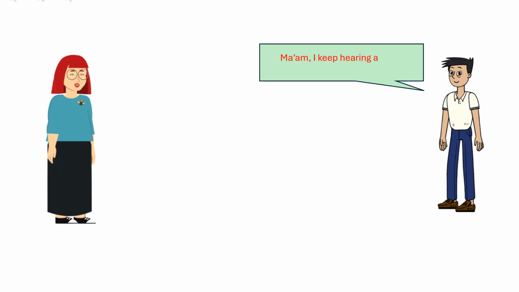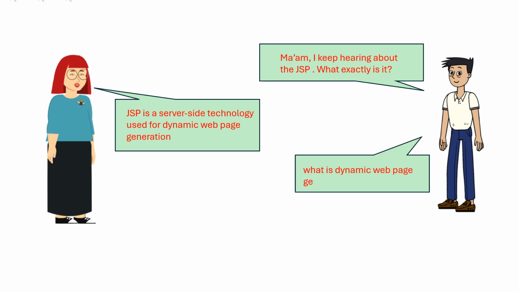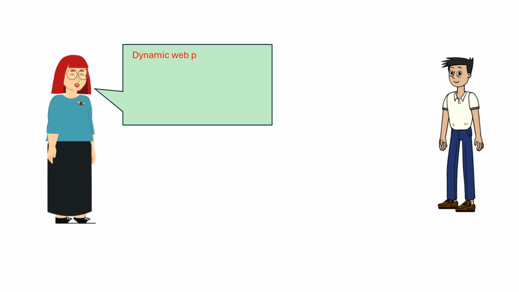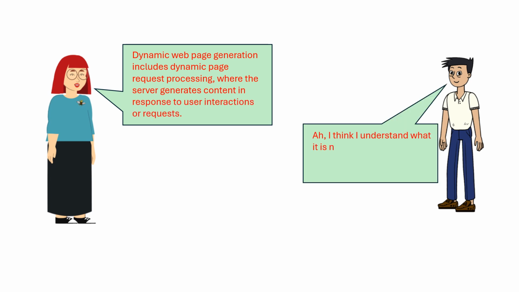Ma'am, I keep hearing about the JSP. What exactly is it? JSP is a server-side technology used for dynamic web page generation. What is dynamic web page generation? Dynamic web page generation includes dynamic page request processing, where the server generates content in response to user interactions or requests. I think I understand what it is now. But what exactly is dynamic page request processing?